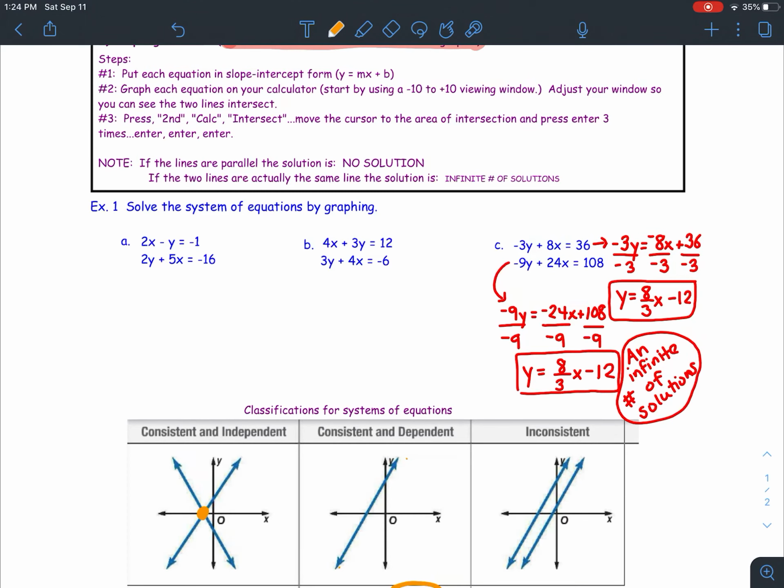Let's go ahead and try one here. Let's look at example A. Again, the first step has to be to solve the equation for y. So I'm going to go ahead and do that here. I'm going to move the 2x over.